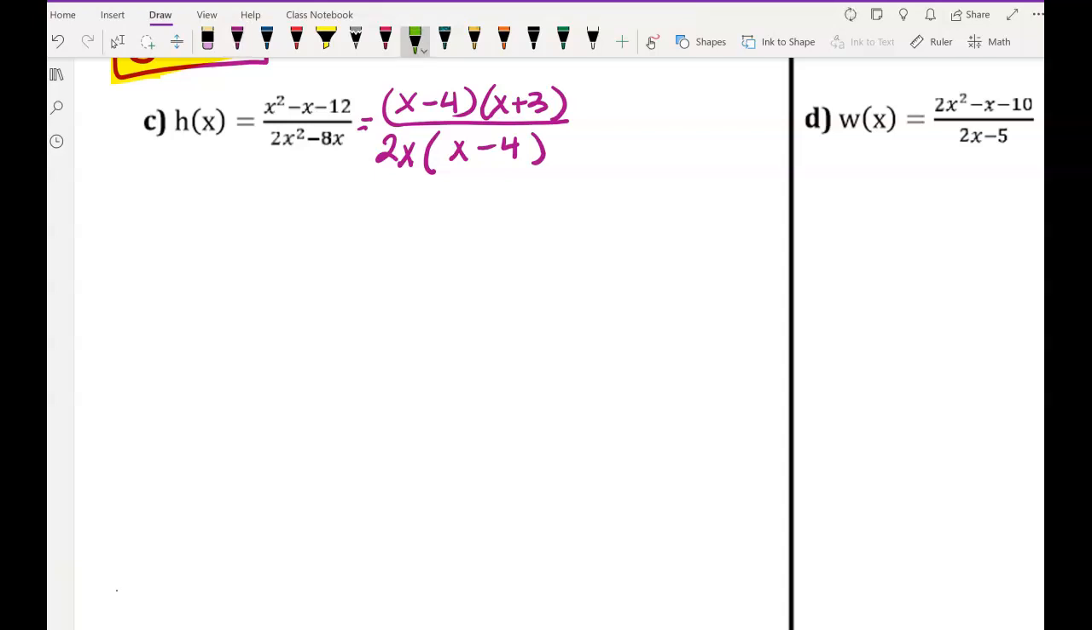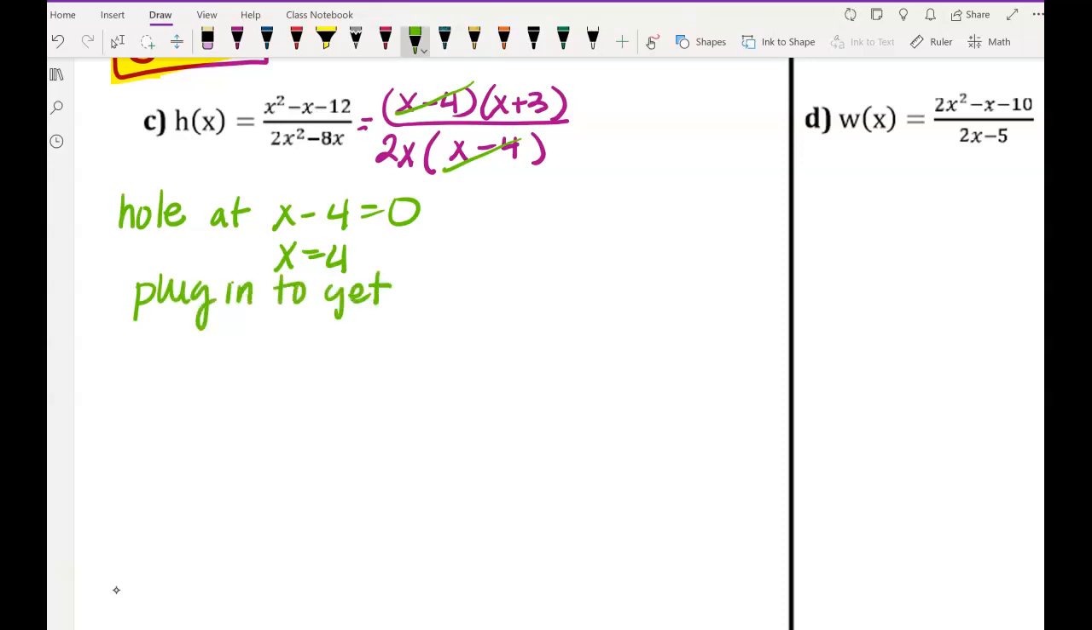Now, immediately I can see that I can reduce this. If you reduce it right away, students, that's going to give you a hole at x minus 4 equals 0. So you solve for it, so x equals 4. But you have to plug it in to get your y. Plug in to get the y value, okay? But let me finish this thought here.